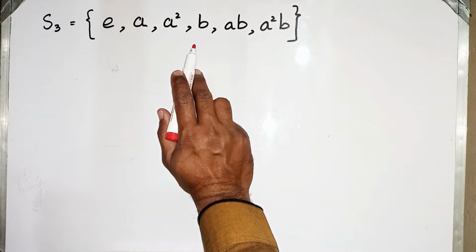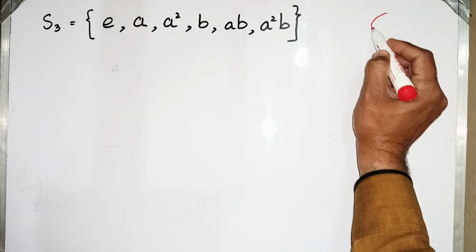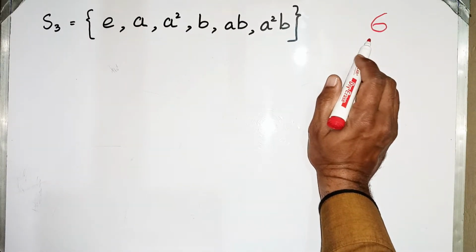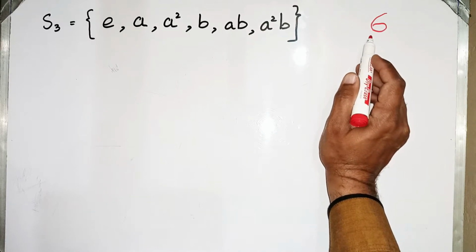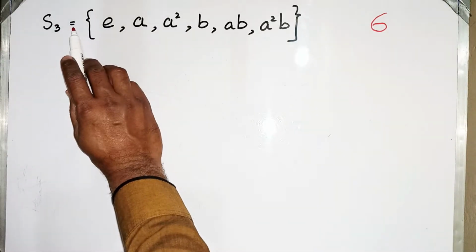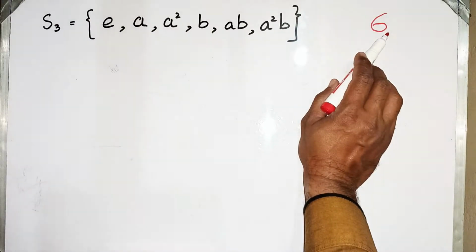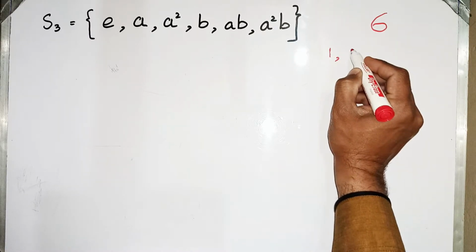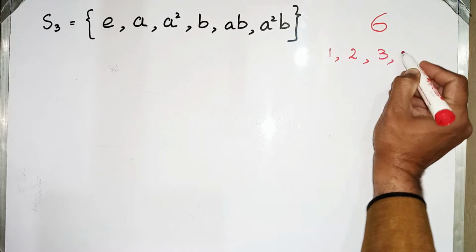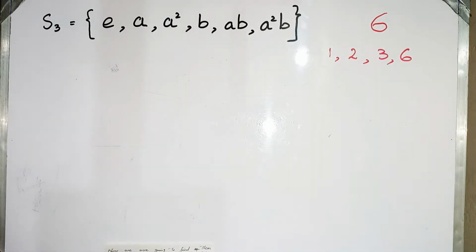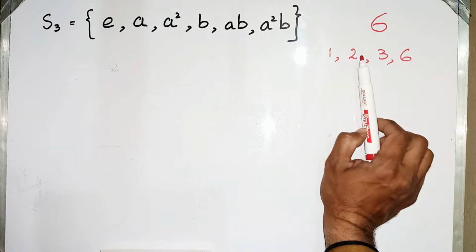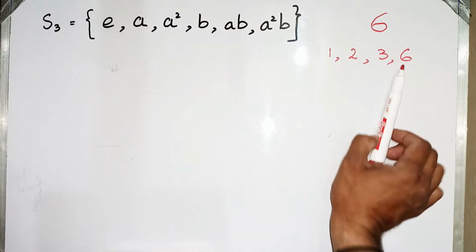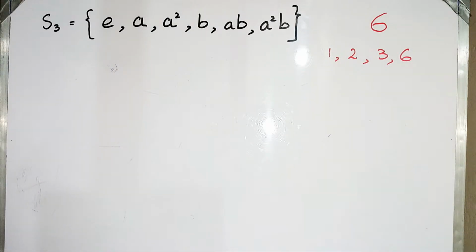So here we will write all factors of 6, because the order of the S3 group is 6. The factors of 6 are 1, 2, 3 and 6. It means there will be possible subgroups whose orders are 1, 2, 3 and 6. Now we are going to find them.